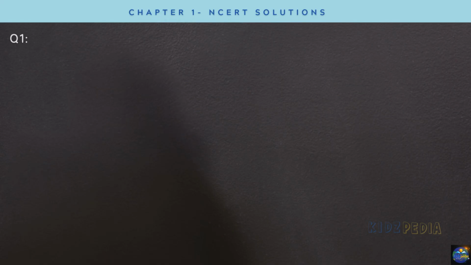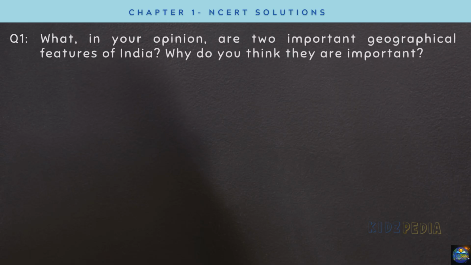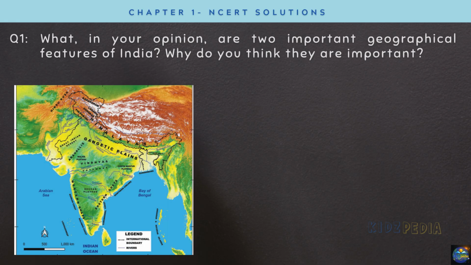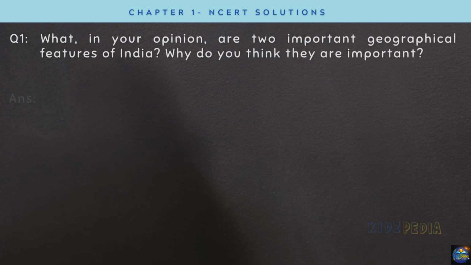Question number 1. What, in your opinion, are two important geographical features of India? Why do you think they are important? So, you need to choose two important geographical features of India and explain why they are important. A geographical feature can be a mountain, river, desert, plateau or coast. You need to think about how these features affect people's lives, their environment and civilization.